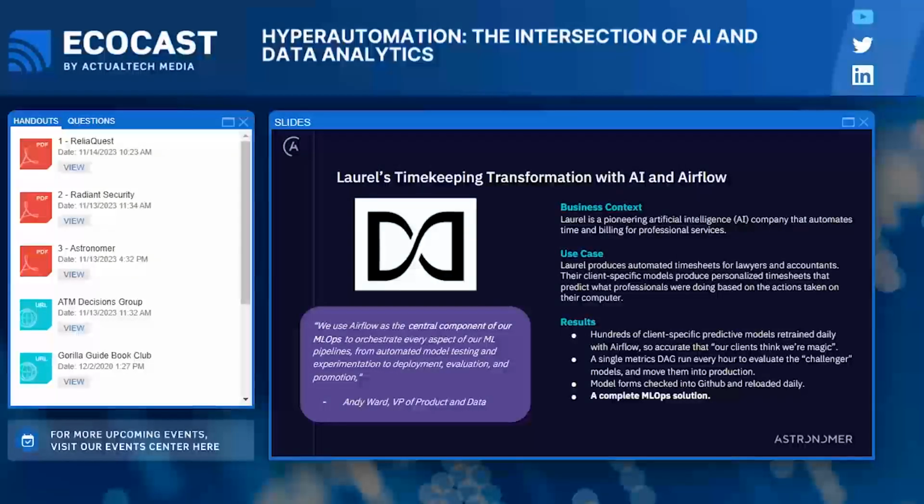What Laurel does is it has a piece of software that plugs into your computer. It will produce an automated timesheet of what you've done within that day in the format you defined. What's really special about it, and what Airflow has enabled them to do, is have individual models for each of those lawyers that get trained on: what are this lawyer's patterns? What are they typically doing? If I notice that he's on legalbooks.com a lot for 60 minutes, I know that is a legal research site, and so I'm going to mark that whole hour as legal research, right?